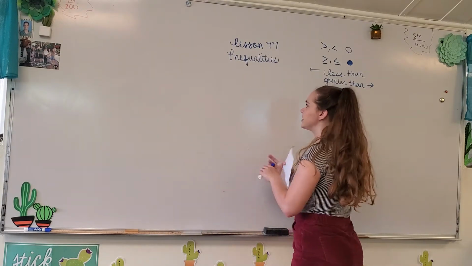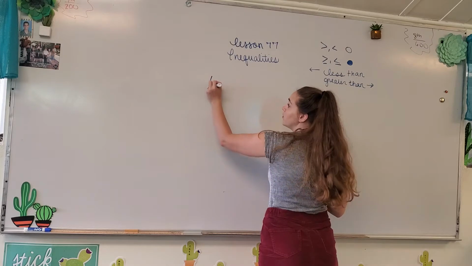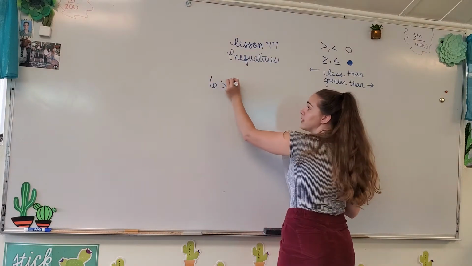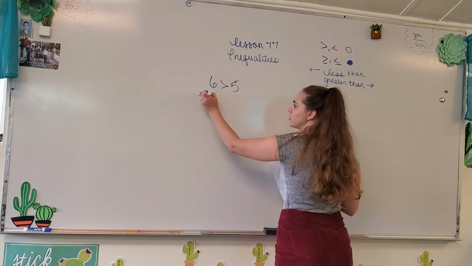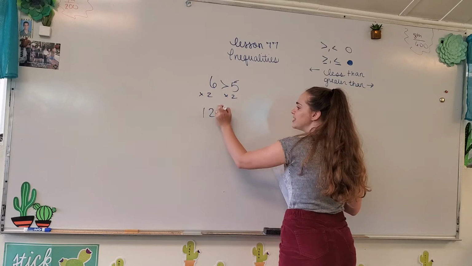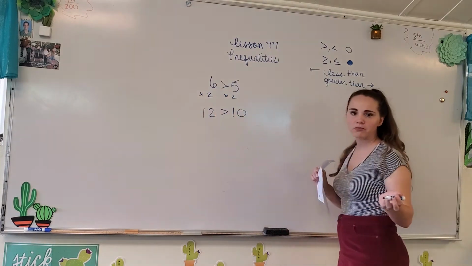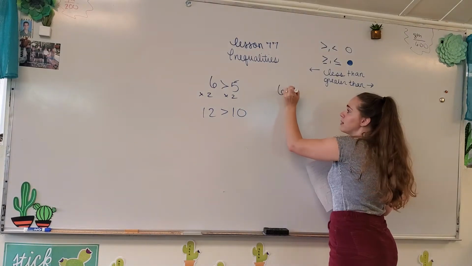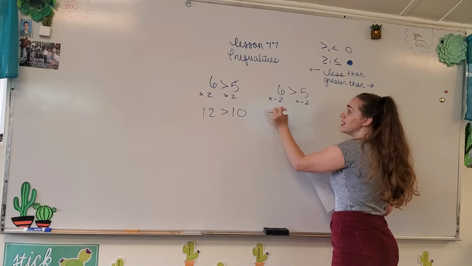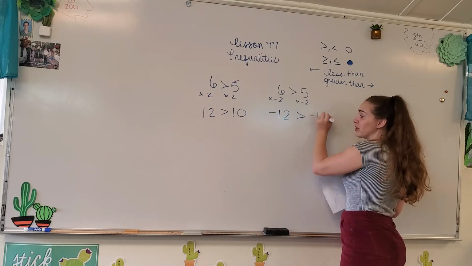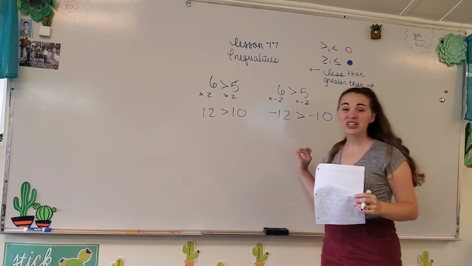If we have 6 is greater than 5, all of you know that's true. Please tell me all of you know that's true. If you multiply by 2, 12 is still greater than 10, no problem. But if you multiply by -2, -12 is not greater than -10. Do you see how the negative sign changes everything?